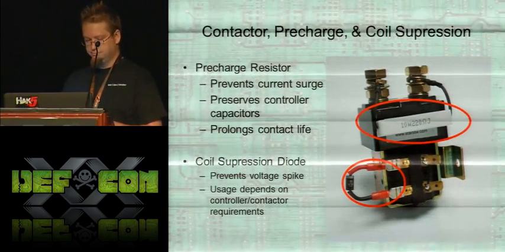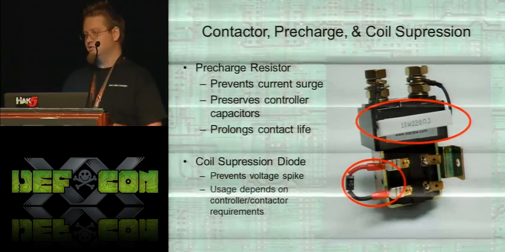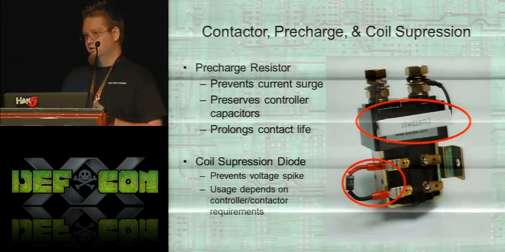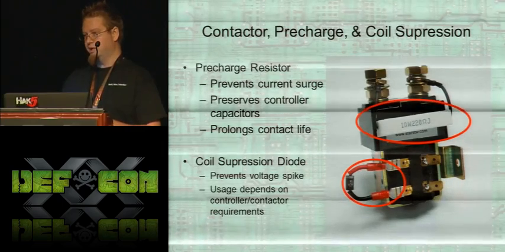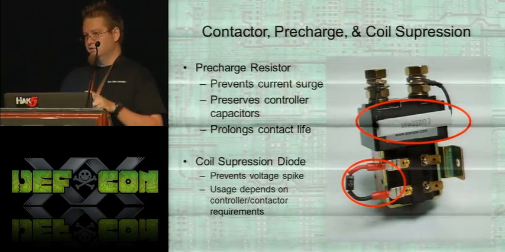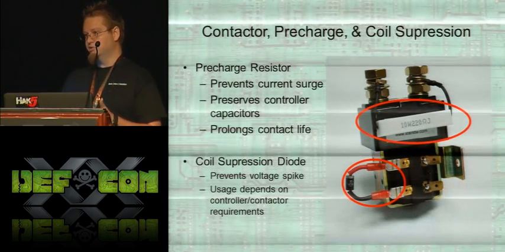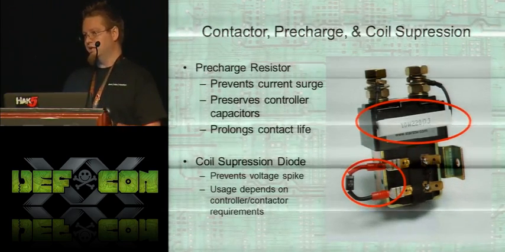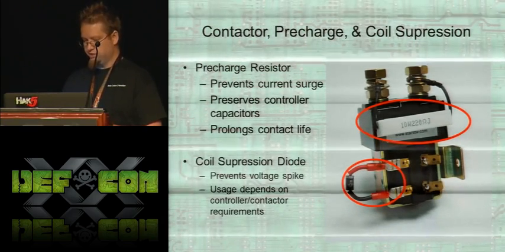There's also a coil suppression diode. Sometimes you need this, sometimes you don't. It depends on the controller and the contactor that you're using, but it can prevent a voltage spike when you turn it off. There's lots of large inductors in an electric motor, so when you turn off the switch, there will be a large voltage spike to try and get that current back up. And so this suppression diode will reduce that and protect things.